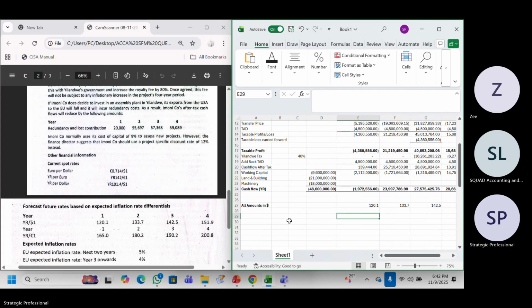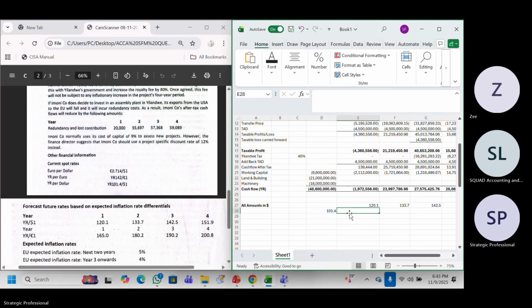Very simple. The spot rate is 101.4. If the spot rate is 101.4, what will I do? I will multiply through.